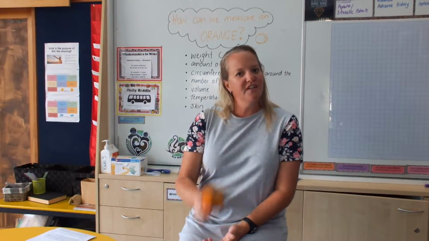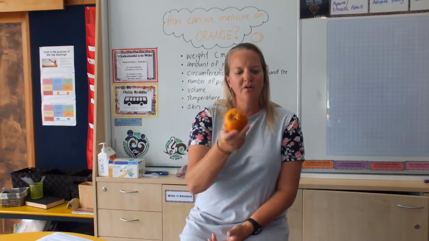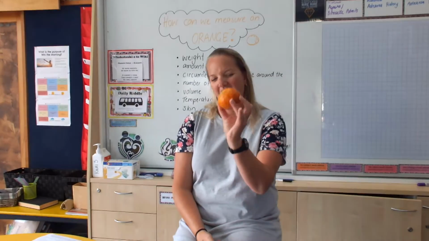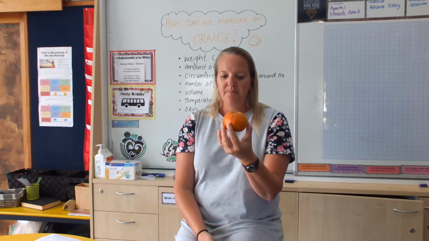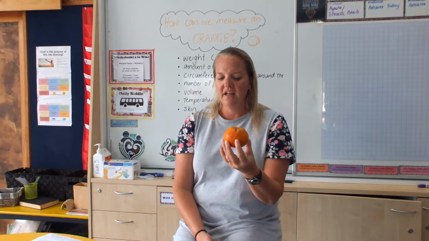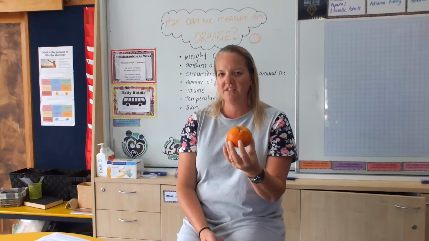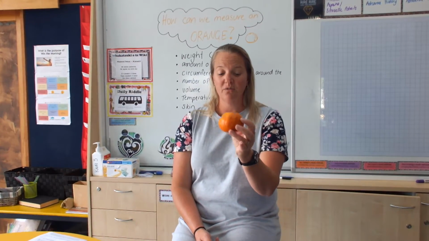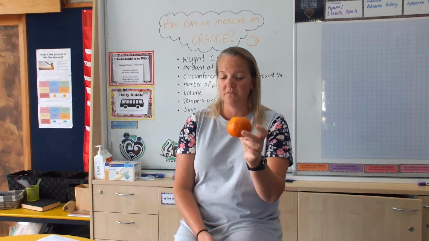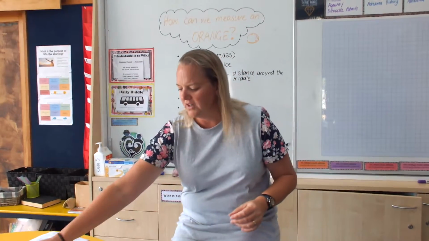So in the last video we were talking about oranges and we looked at all the different attributes or characteristics of an orange that we could measure. I'm going to read you a story now, and that's going to help us to be able to measure just one characteristic or attribute of the orange, and that's volume.